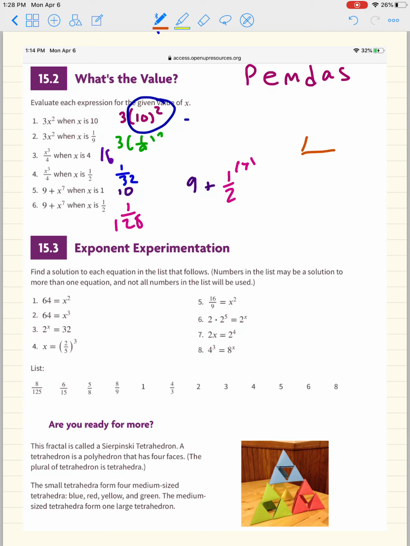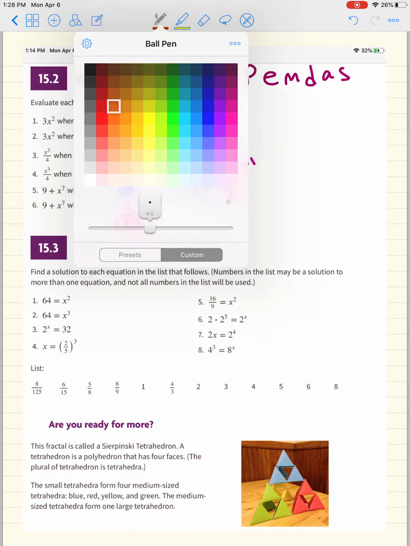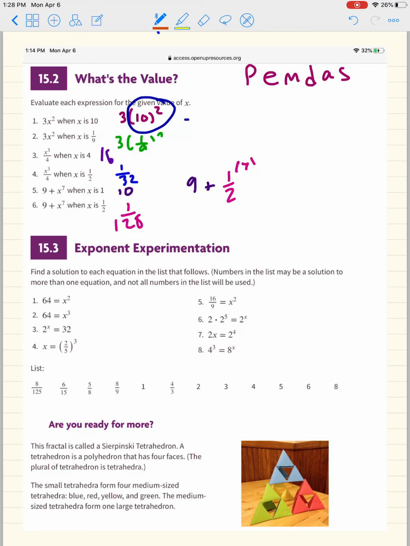Those were all of the answers for this one. What we did was we took different values of x and we plugged them in. Now let's go ahead and look at 15.3. Find a solution to each equation in the list that follows.